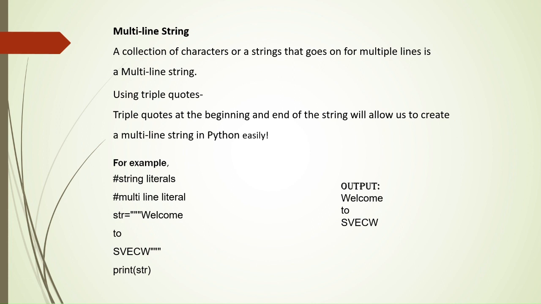Multi-line string. A collection of characters or strings that goes on for multiple lines is a multi-line string. Using triple quotes at the beginning and the end of this string will allow us to create a multi-line string in Python easily. Here is an example where we use multi-line strings.